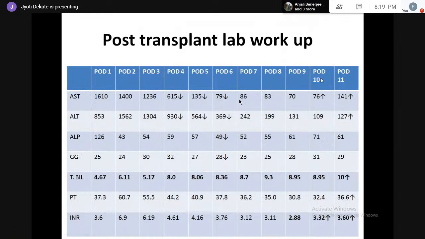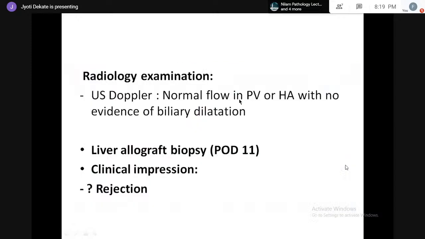So this is the liver enzyme trend for this patient, where we can see that the liver enzymes are fluctuating right from post-op day 1 and continue to fluctuate till day 11. However, the bilirubin levels were steadily increasing and progressive in nature. On day 1 they were 4.67, increasing up to 10 at day 11. Though the liver enzymes were coming to baseline, the bilirubin levels were steadily increasing in this case. So a liver biopsy was done at post-op day 11 with a clinical impression of rejection.